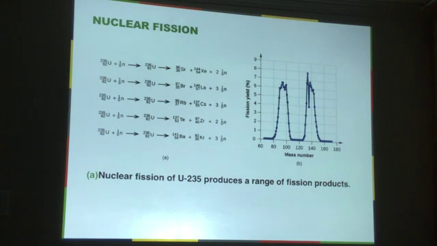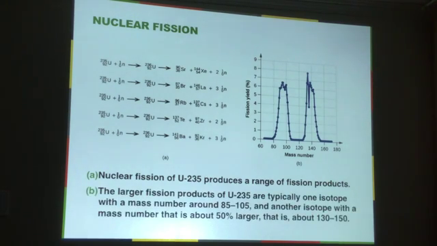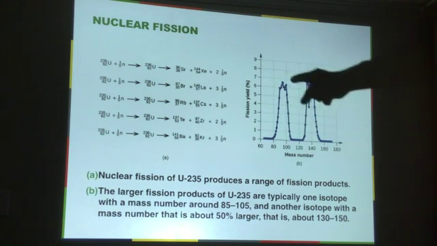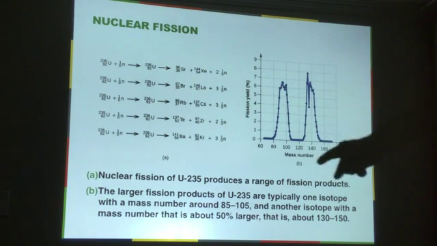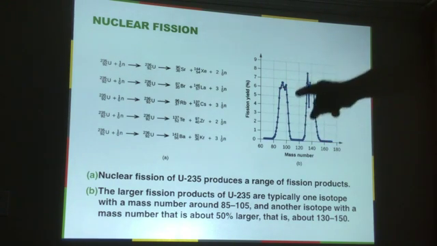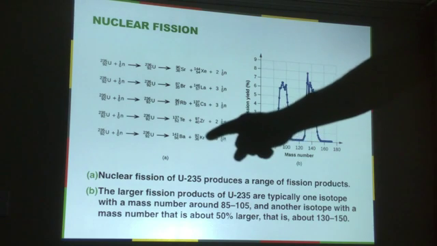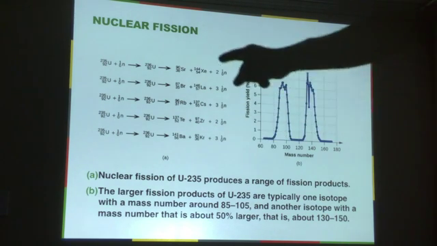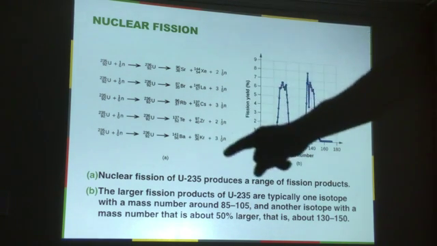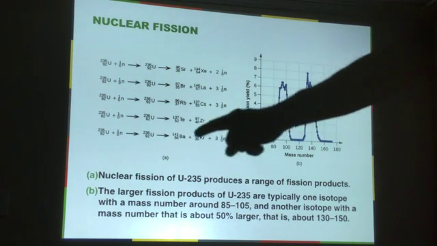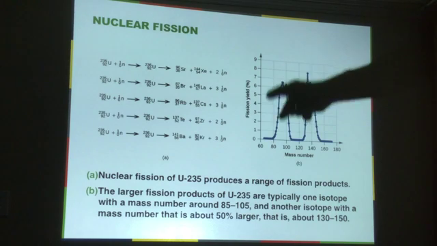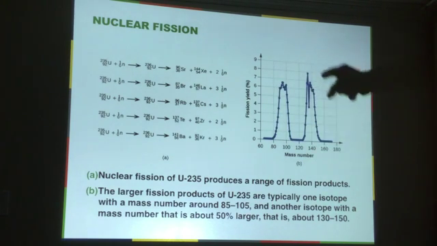But what generally happens is you end up with one isotope that's about this size, 85 to 105, and another isotope that's in this range. Now this may be the most common product, and notice that all these produce some number of neutrons left over. This may be the most common product, but you always have the vast majority of products being in these two areas, or these two peaks.